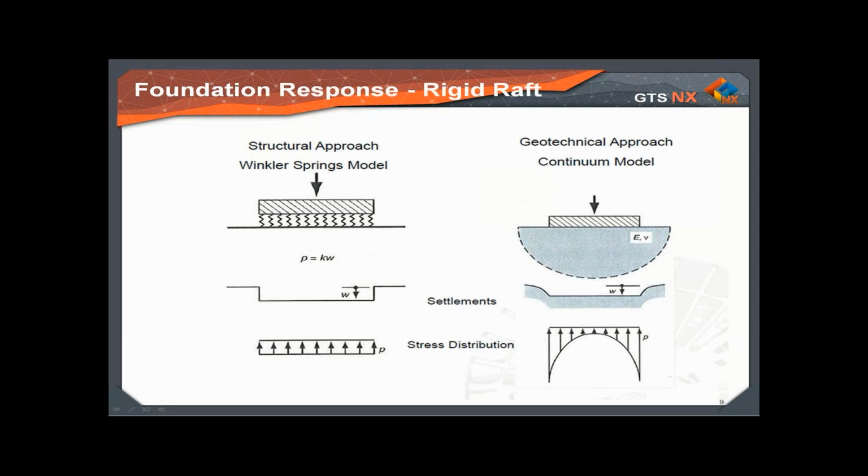For the case of the rigid raft, on the left-hand side, we have the structural approach of the Winkler springs model, which is a single set of Winkler springs, giving uniform settlements and uniform stress distribution. However, in geotechnical approaches, the settlement may be constant, but the stress distribution is not. High stress develops at the edge of the raft. Now, by definition, the springs at the edge of the raft have to be higher than the springs at the center of the raft to capture this stress behavior, while you have higher stresses but the same settlement.